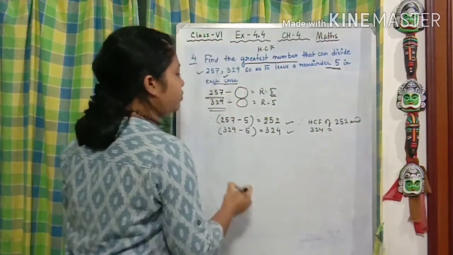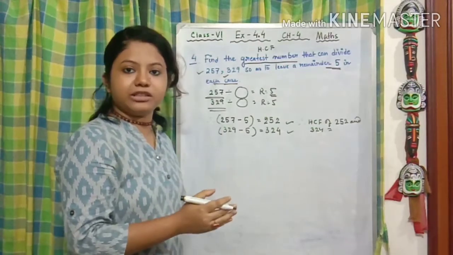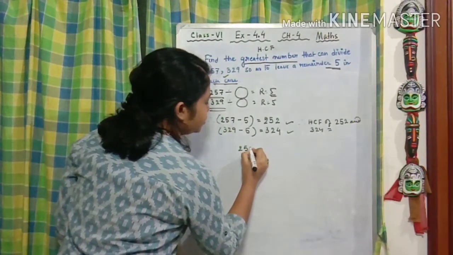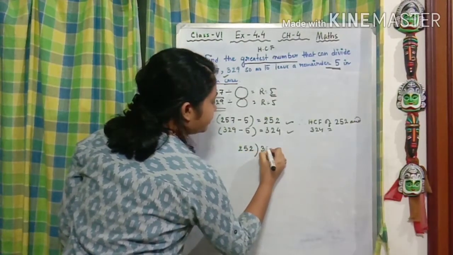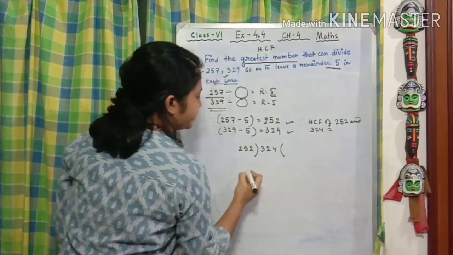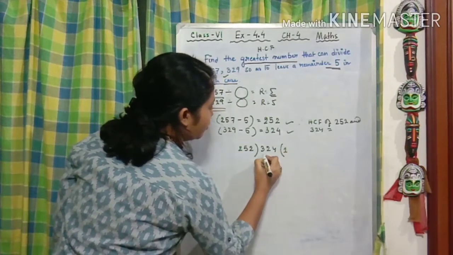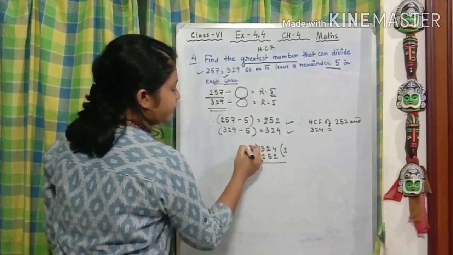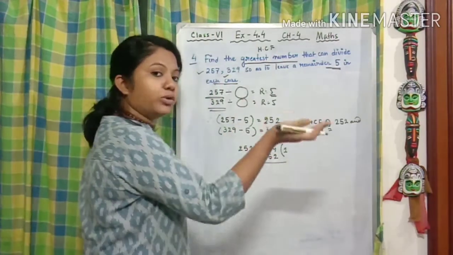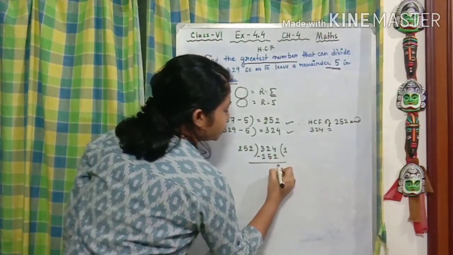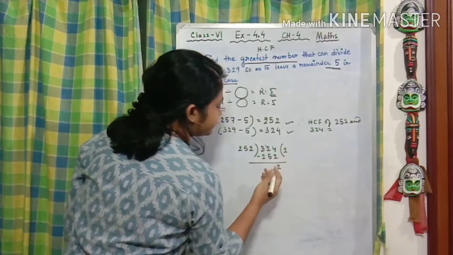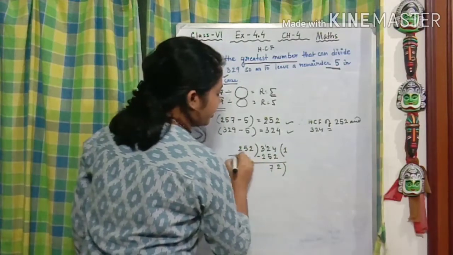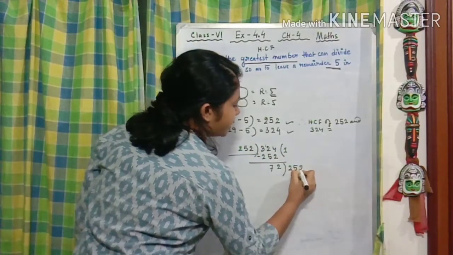We will opt for the division method because both of these numbers are pretty big. So 252 is going to divide 324. Now 252 ones are 252. If we multiply by 2, 2 2s are 4, 5 2s are 10, 2 2s are 4, that is far bigger than 324. So here we subtract, and 72 is the remainder.